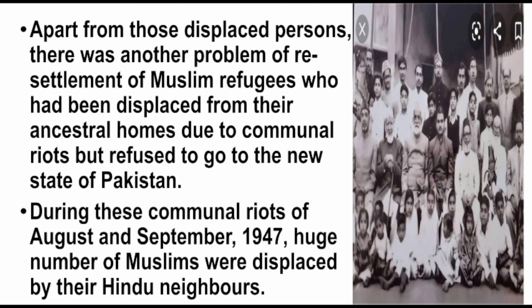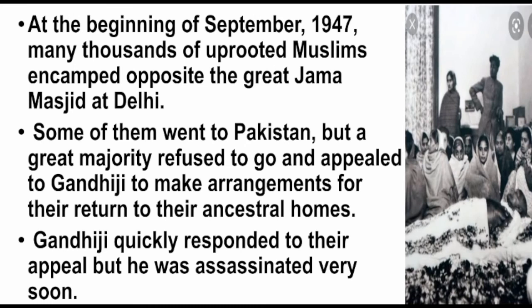During these communal riots of August and September 1947, a huge number of Muslims were displaced by Hindu neighbors. Many Hindu people forced the Muslims to leave their property, and now these people wanted to get back their ancestral or forefathers' property. At the beginning of September 1947, many thousands of uprooted Muslims encamped opposite the great Jama Masjid at Delhi. Some of them went to Pakistan, but a great majority refused to go and appealed to Gandhiji to make arrangements for their return to their ancestral homes.